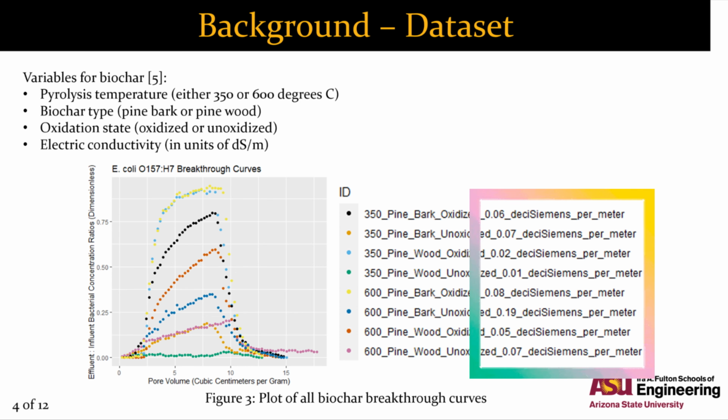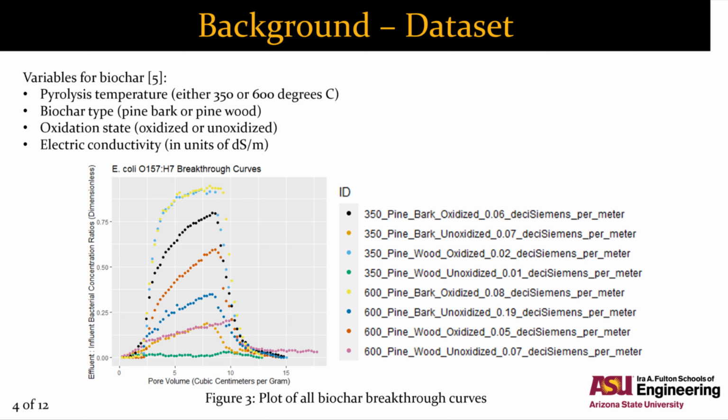For each of these 8 biochars, breakthrough curves were plotted for pore volume versus bacterial concentration ratios, which are the ratios between effluent concentration and influent concentration. The lower the effluent concentration compared to the influent concentration, the greater the retention of E. coli in the porous media, meaning that the lower the values are on the breakthrough curves, the better the biochar inhibits the transport of E. coli.